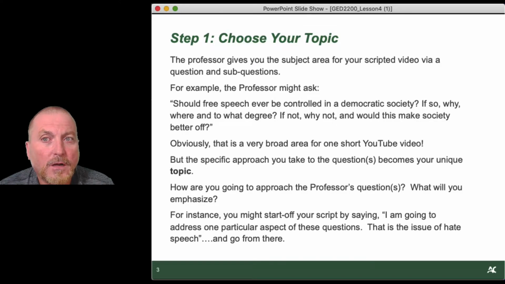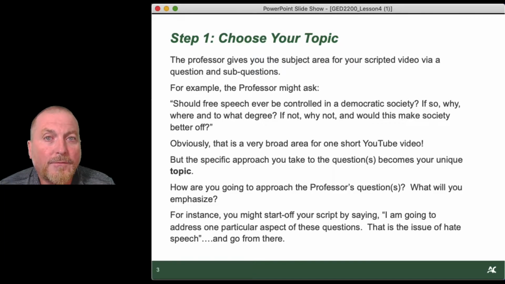For instance, you might start off your script by saying, I'm going to address one particular aspect of these questions. That issue is hate speech, and go from there, right? Or it could be on some of the things we're going to cover in lessons 5 and 6. It could be the fact that you feel that social media should have better eudemic value or positive value or constructive value for humanity or education or learning.